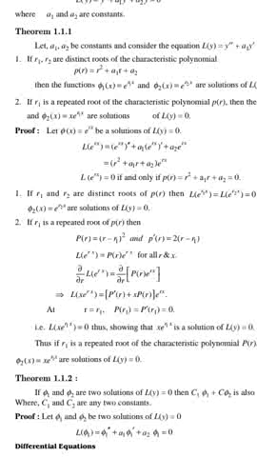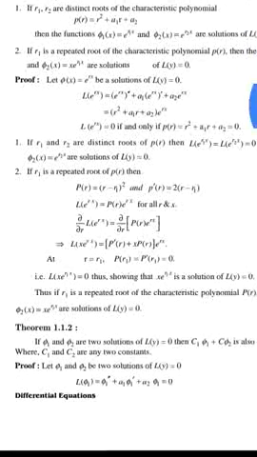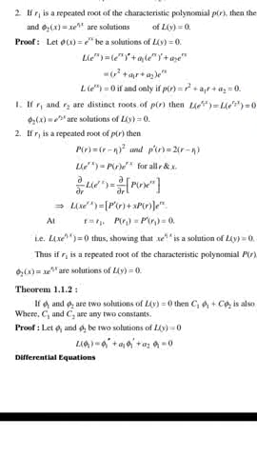If r1 is a repeated root of p of r, then p of r is equal to r minus r1 bracket square and p dash of r is equal to 2 into r minus r1. L of e raised to rx is equal to p of r e raised to rx for all r and x. Dou by dou r of L of e raised to rx is equal to dou by dou r of p of r e raised to rx.